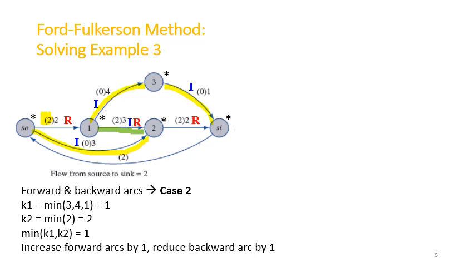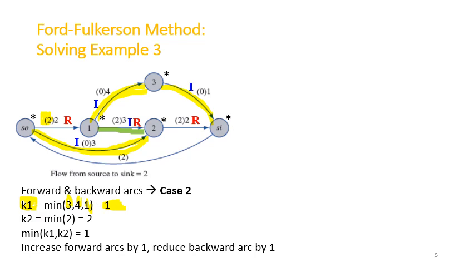We have a mix of forward and backward arcs, so this is case 2. So for case 2, we separate the forward arcs and then the backward arc. For the forward arc, we find K1, which is the minimum increase. So from source to 2, we can increase by 3. From 1 to 3, we can increase by 4 at most. And then from 3 to sink, we can increase by 1. Take the minimum, so minimum is 1 for K1.